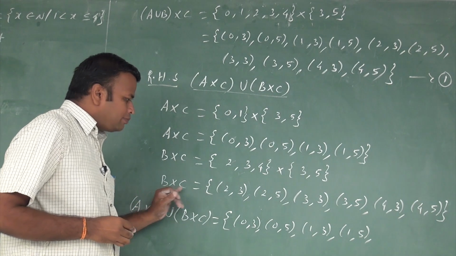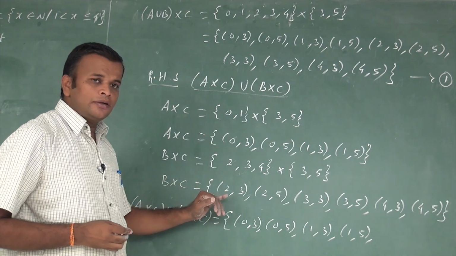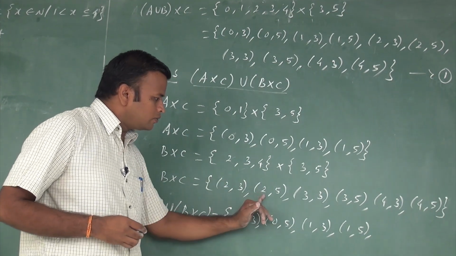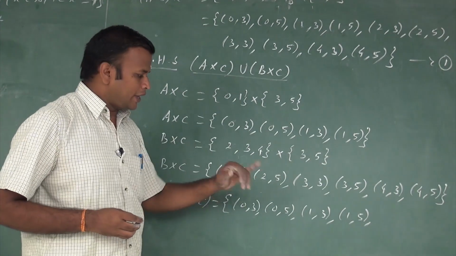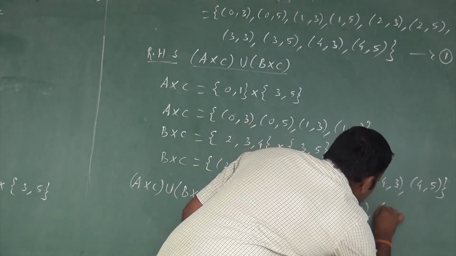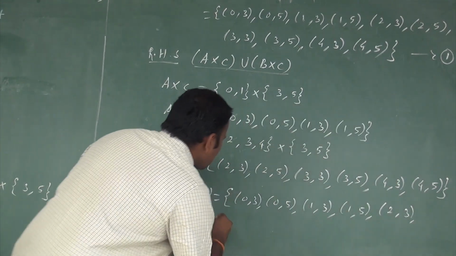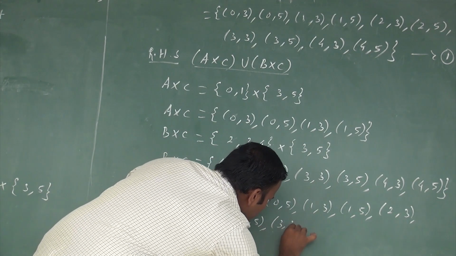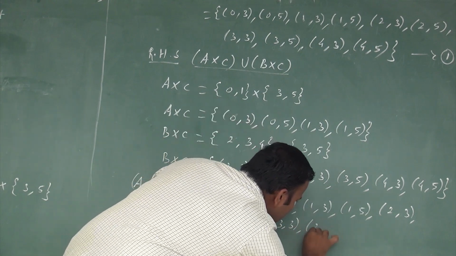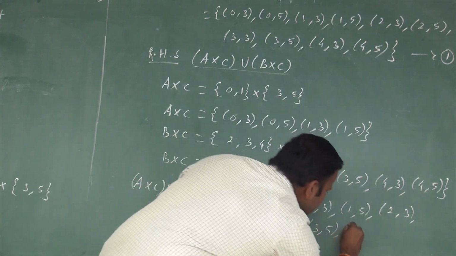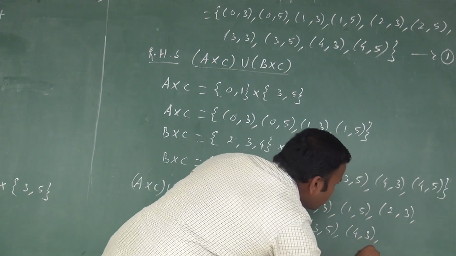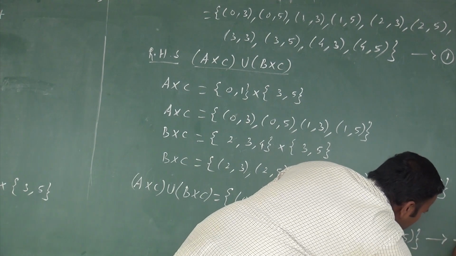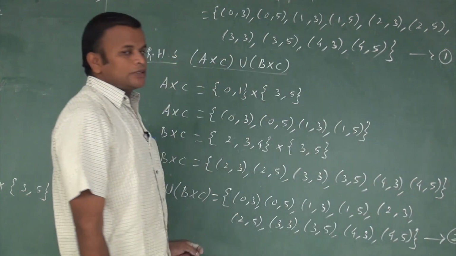Next we see the elements in B cross C. No one is common here, so you write B cross C continuously, because it is already in ascending order: 2, 3 and 4. So the next ordered pair is 2, 3. Next one, 2, 5, 3, 3, 3, 5, 4, 3, 4, 5. I put it as the second equation.